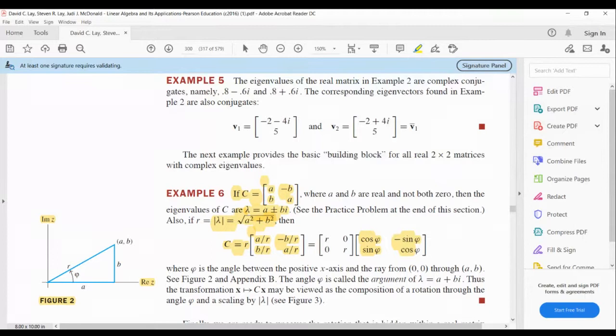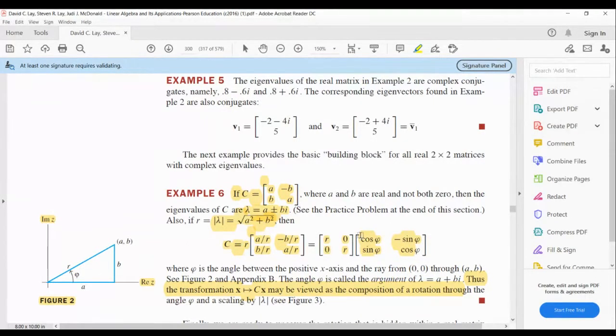that's a phi. So the angle phi is the argument of, like, if you plot the coordinate AB, phi is your reference angle. And so you can interpret the transformation where you take the matrix C and multiply it by the vector x as a composition of a rotation, but then there's a scaling. You scale that as well.